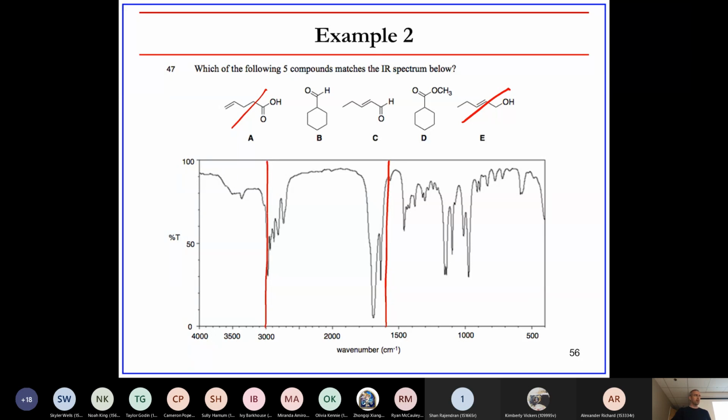So I'm saying it's not D. Why is it not D? Yeah, there's nothing in the fingerprint region around 1,000 or 1,200 that you'd expect. So there's nothing strong out here, which suggests it's probably not an ester. Is there any other piece of information that suggests it's not D or that it must be B or C? People are saying C. Why? What else do you see? What's that? Can't hear you. Double bond? The double bond?